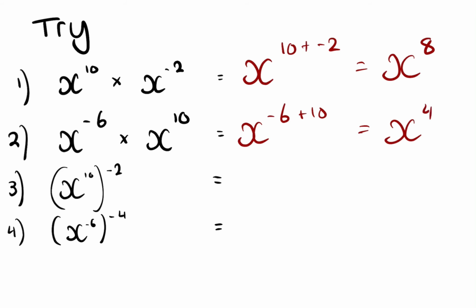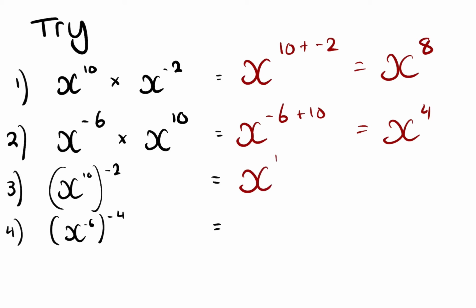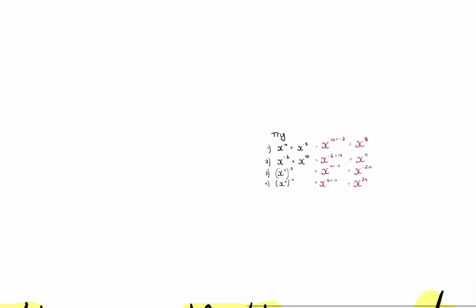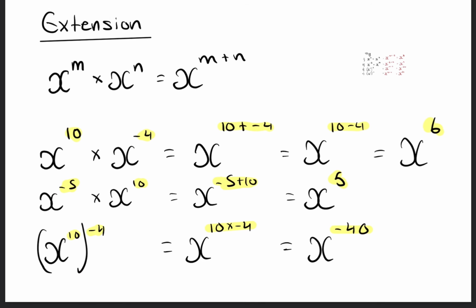Here we're multiplying them out, so 10 times negative 2. That's going to give us x to the minus 20, and here negative 6 multiplied by negative 4, so I need to say negative 4, a bit more proper mathematical language. Negative 6 multiplied by negative 4 is a positive 24, because when we multiply two negatives, it becomes a positive. And there we are. I hope that helps.